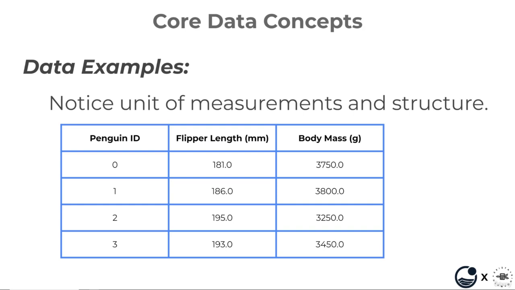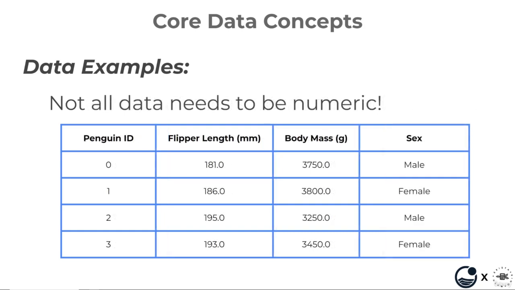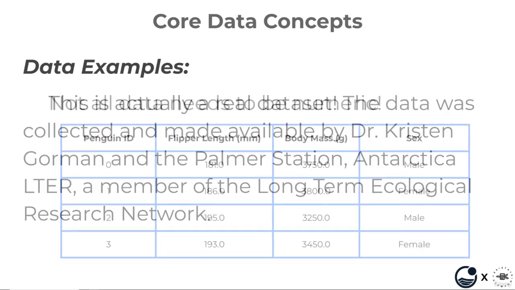Now, often when we think about data, we're thinking about numbers, but we should point out that not all data has to be numeric. For example, we could also take note of the sex of the penguin, whether they're male or female. Or you could take note of maybe the color of a penguin's beak, whether it's yellow or orange or bright red, etc. So again, keep in mind that not all data needs to be numeric or even really have some sort of unit of measurement.